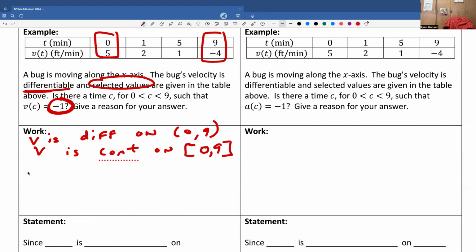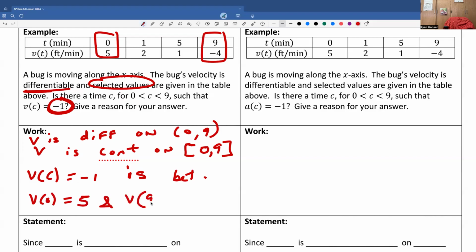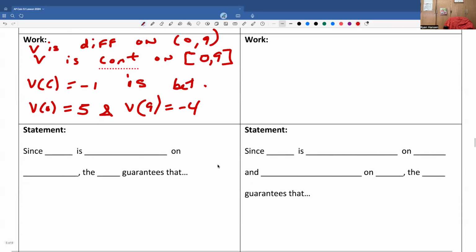Okay, and so we know V of C equals -1 is between V of 0 equals 5 and V of 9 equals -4. Is this all true? Yes? Okay, so then that's your work. What's your final statement?